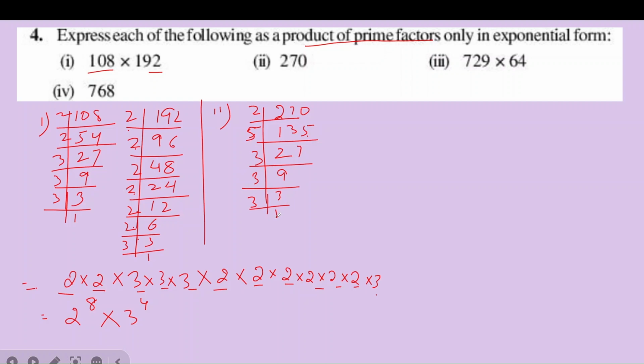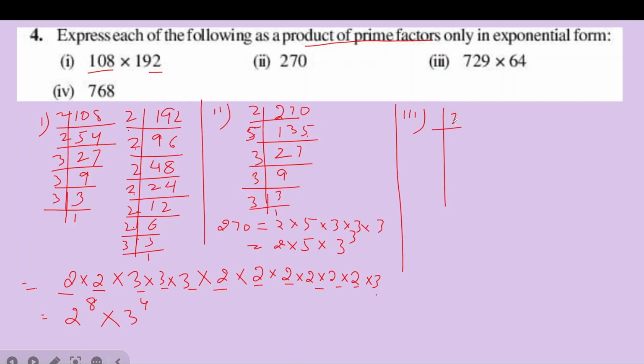Okay, I'm directly writing it here. Now, 270 we can write as 2 times 5 times 3 times 3 times 3. So it is 2 once, 5 once, and 3 how many times? 3 times. Now, let's have a look at the third part.